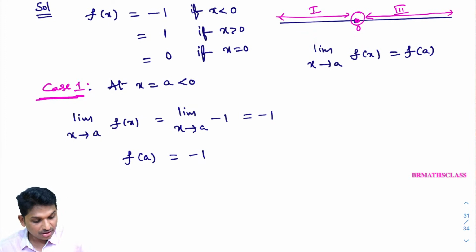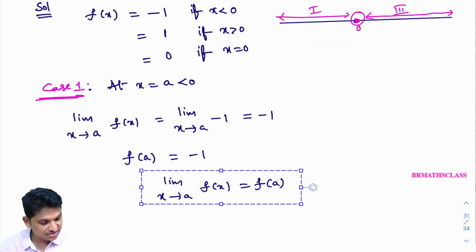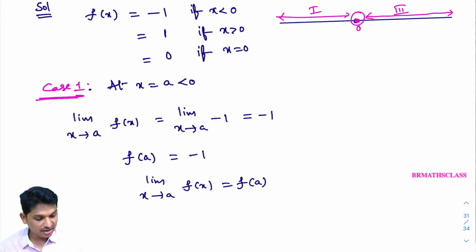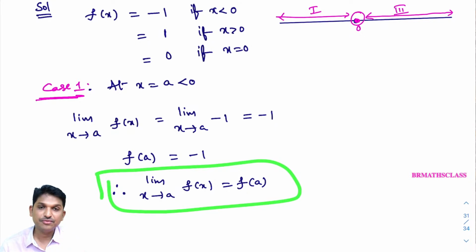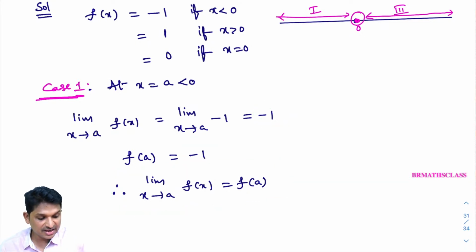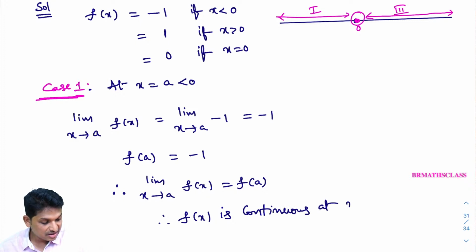So what I can say here, this is true. Limit x approaches a, f of x equals f of a, as these two are the same. Therefore, f of x is continuous at x equal to a. What is a here? A is less than 0. So what happened?